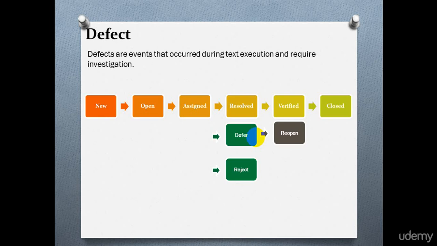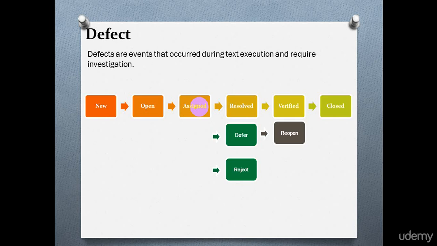Assign. In this stage, leads assign the open defects to the corresponding developer and change the status to assigned. The developer can mark the defect as rejected if the system is working according to the required specification. And in some cases, the developer may defer the defect to fix in future releases. And if the defect is valid, then the developer will fix the defect and change the status to resolved.